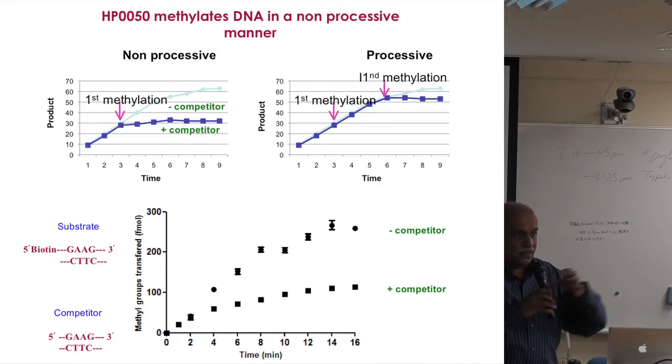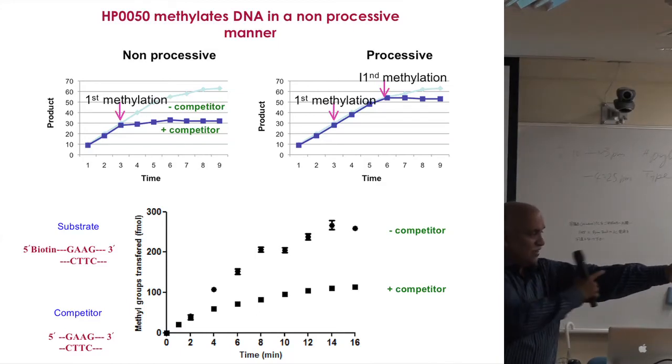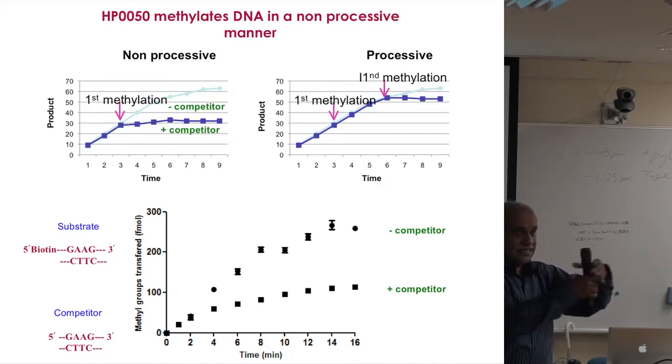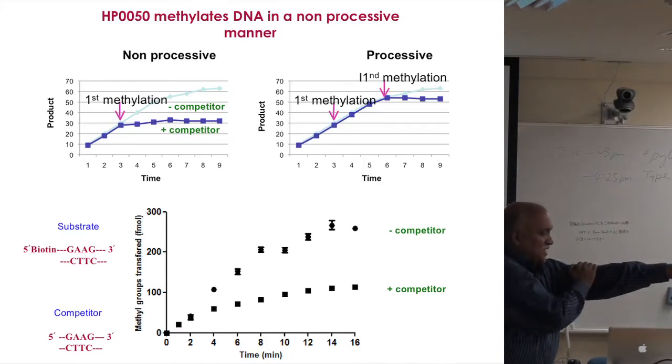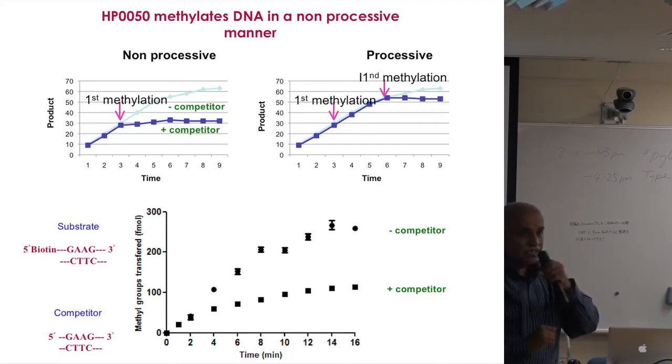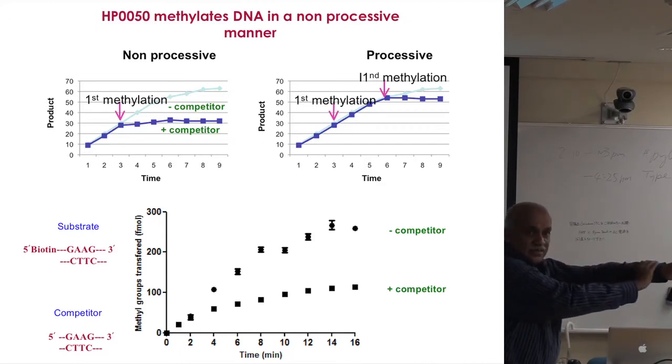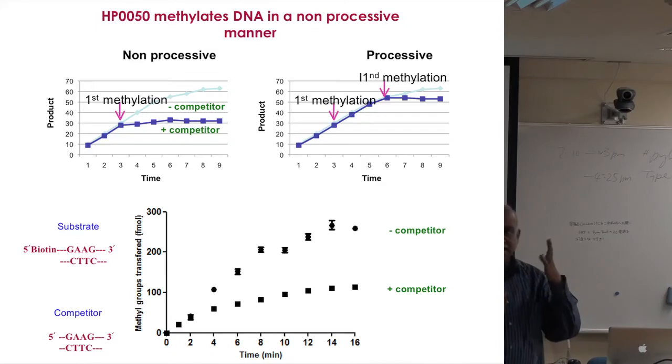For example, if you have a sequence like this and you have a sequence here, you want to know whether the enzyme binds, falls off, binds and then methylates, or does it bind and then slide. So these two mechanisms are known as processive and distributive.